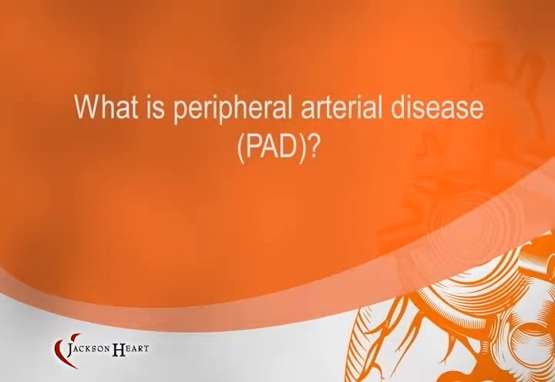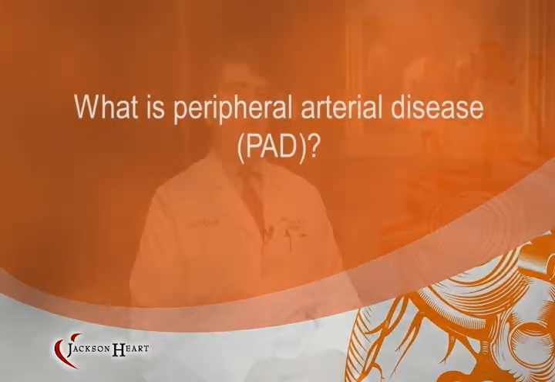What is peripheral arterial disease? Peripheral arterial or peripheral vascular disease is disease of the blood vessels that supply blood flow to the feet and lower extremities. It's a form of arteriosclerosis, or hardening of the arteries, where the arteries will actually develop plaque buildup in the walls of the arteries themselves that narrow the arteries and decrease the amount of flow that goes to the feet and the calves and the thighs, which can cause pain when you exert yourself.